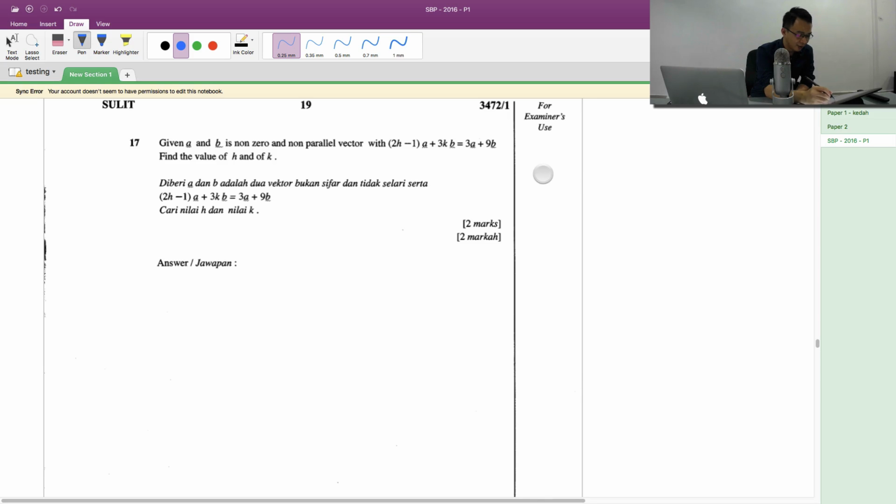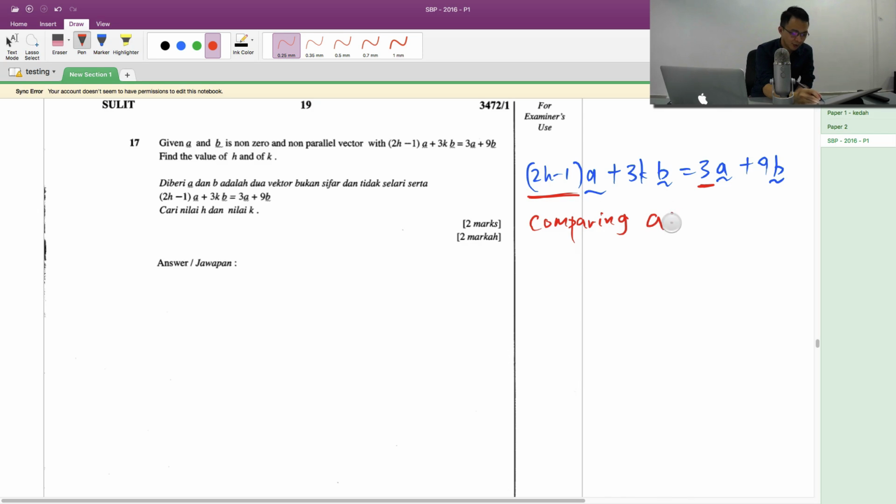So let me write out the equation first. (2H minus 1)A plus 3KB equals 3A plus 9B. So what I will do here is compare the coefficients. I will compare A for both sides. So 2H minus 1 equals 3, so H equals 4 divided by 2. H equals 2. Then I will do the same thing to compare B.